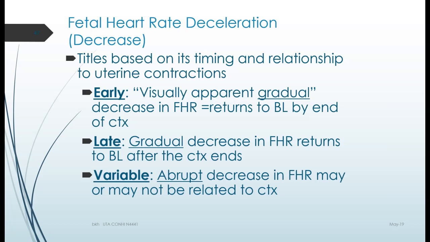And then our variable, an abrupt decrease in the fetal heart rate. You might see those only with contractions, or you might see them even if you don't have contractions. So a variable can be periodic or it can be non-periodic. You just have to define and state that, with about 50% of her contractions, she has a variable decel. And this is an abrupt decrease as opposed to the gradual for the other two. And this variable can look like a V, a W, or a U.